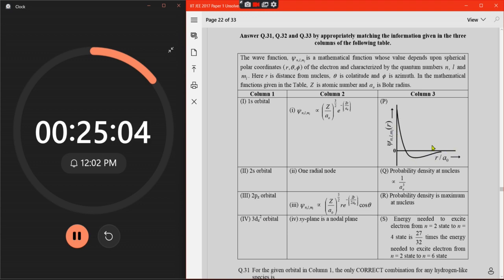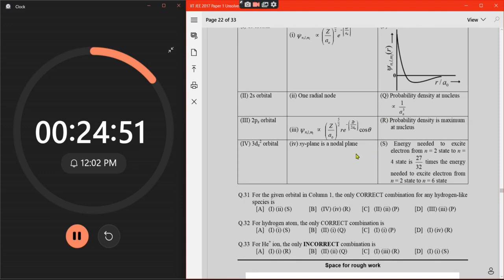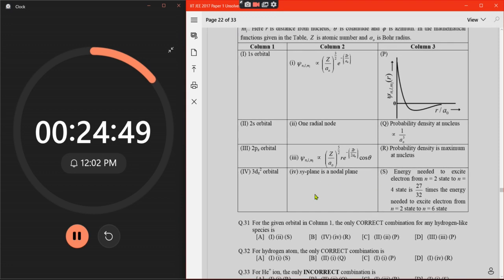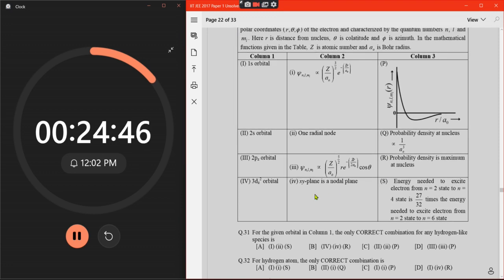Okay, graph of this guy, probability density at nucleus is proportional to 1 upon a cubed density, right? I don't know what you mean by that. Okay, the correct combination for any hydrogen-like species. Hydrogen-like species. Oh, so एक ही है ना. One s, one s, and then if it's one s, it cannot be this thing. Might be this thing actually. E power negative z upon a naught. It's like z naught a की power 3 upon 2.